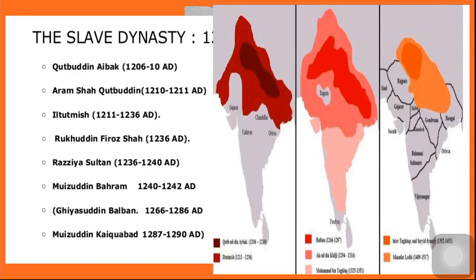So this is the map of the Slave Dynasty. First, in dark maroon you can see the size of the kingdom under the command of Qutbuddin Aibak. Then the red one is by Iltutmish, and then by Balban, the pink one, and then after the death of Balban, the Slave Dynasty shrank.